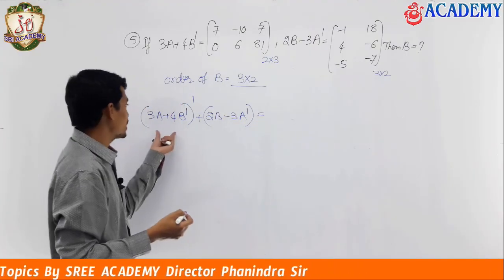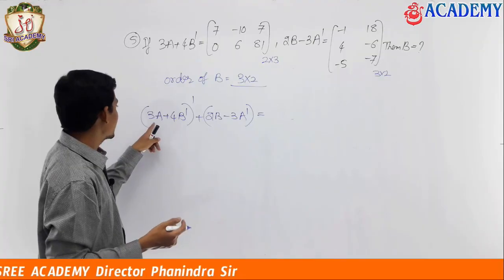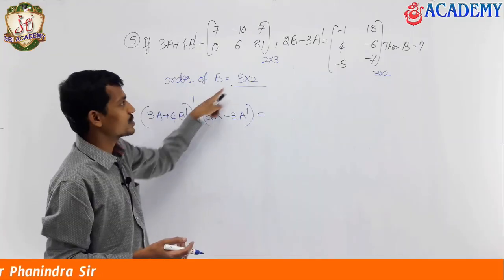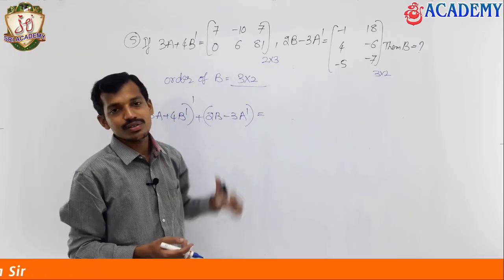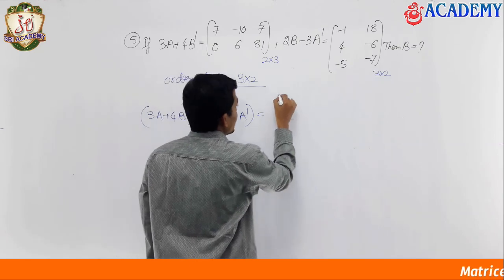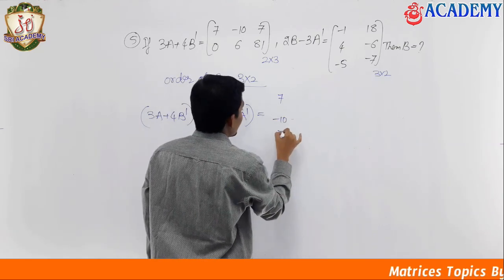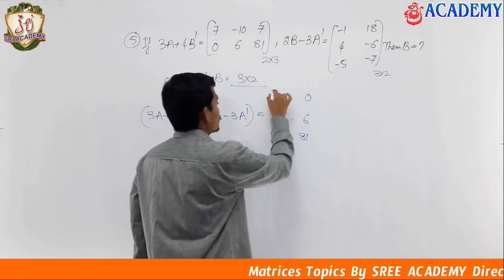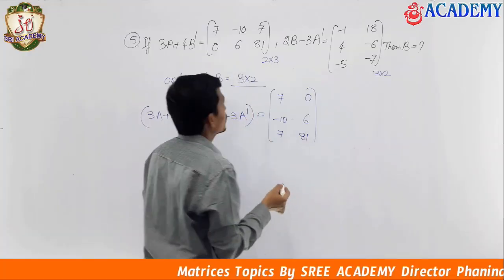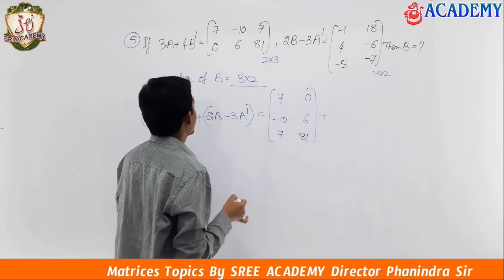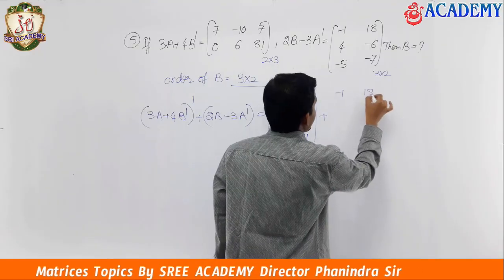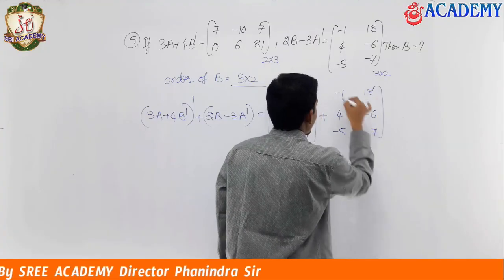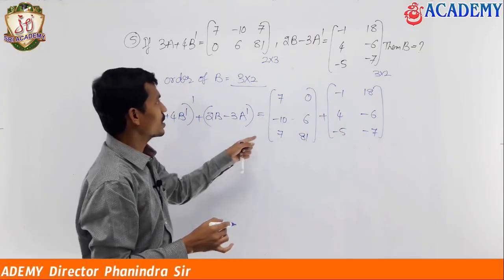Whatever I just represented here, I am writing the matrices. Here 3A plus 4B dash is nothing but this one, which is of order 2/3, but after transposing it's going to be 3/2. Simply you have to write rows as columns. That is 7, minus 10, 7, 0, 6, 81. Next, plus minus 1, 18, 4, minus 6, minus 5, minus 7. This is of order 3/2.